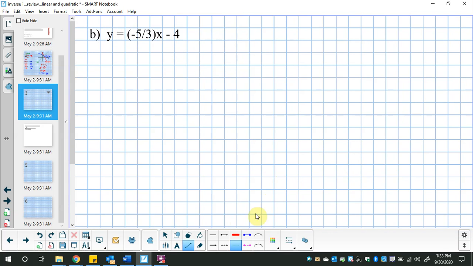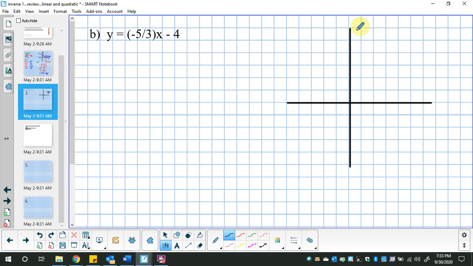So the first thing I want to do is draw my x and my y-axis and label them. So there's x, there's y, there's the labels. I like to write down my criteria, meaning I like to write down that m is negative 5 over 3 and b is negative 4.